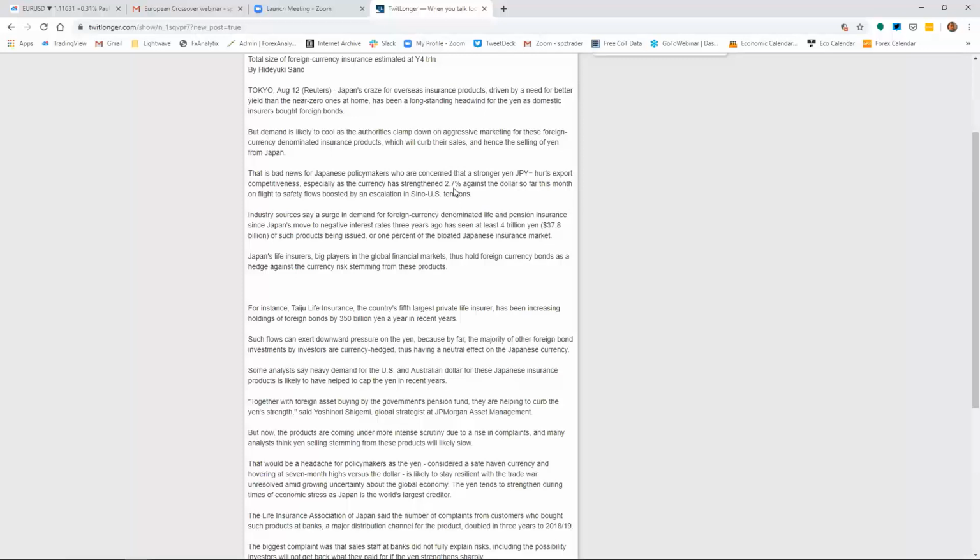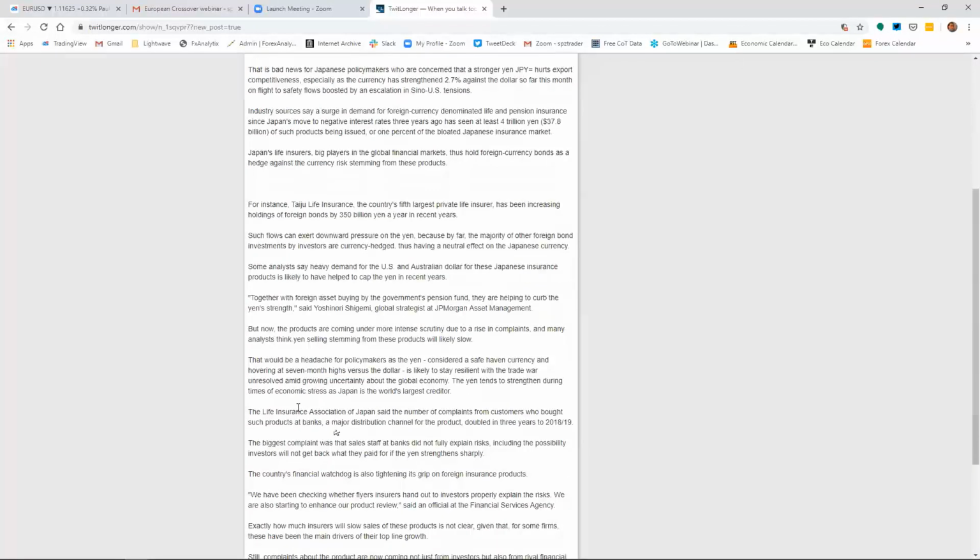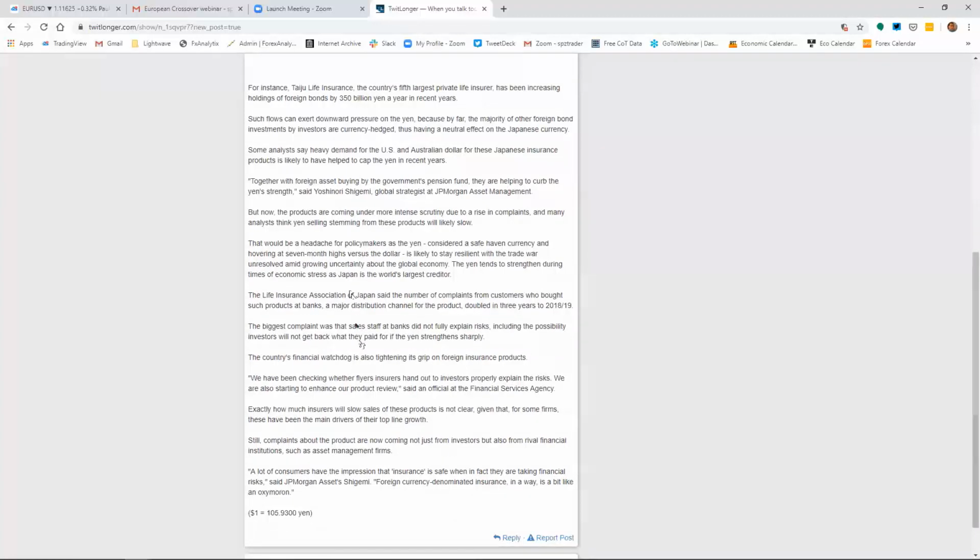Such flows can exert downward pressure on the yen, because by far the majority of the foreign bonds invested in by investors are currency hedged, thus having a neutral effect on the Japanese currency. Together with foreign asset buying by government pension funds, they are helping to curb the yen's strength, said Yoshinobu Shigemi. But the products are coming under more intense scrutiny due to a rise in complaints, and many analysts think yen selling stemming from these products will likely slow. That would be a headache for policymakers as the yen, considered a safe haven currency and hovering at 7-month highs versus the dollar, is likely to stay resilient with the trade war unresolved amid growing uncertainty in the global economy.